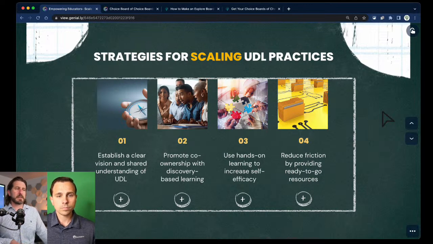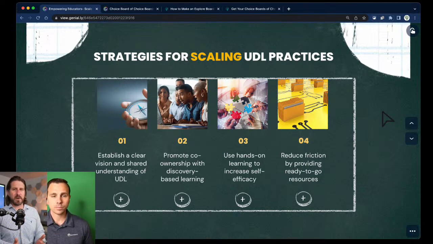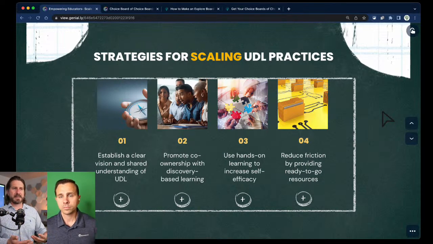And another is to promote co-ownership through discovery-based learning. So there's a lot of research out there that shows that people are just inherently resistant to the idea of change, especially if you tell them what to do. And so in order to elicit change, we really have to get people to co-construct that and come to an understanding on their own that change is needed and how that change might happen.